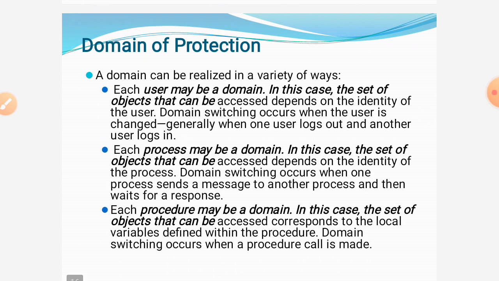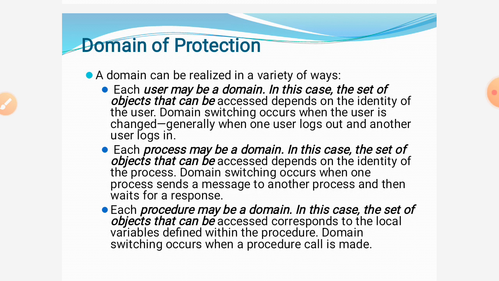Next, a domain can be realized in a variety of ways. First, each user may be a domain. In this case, the set of objects that can be accessed depends on the identity of the user. The domain switching occurs when the user is changed.